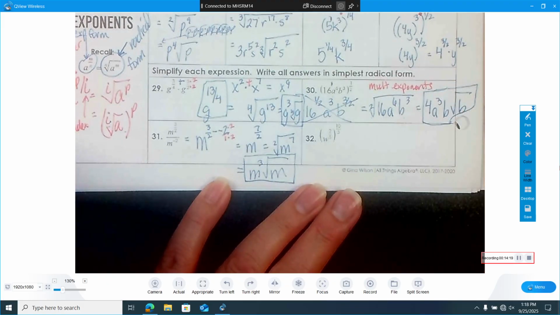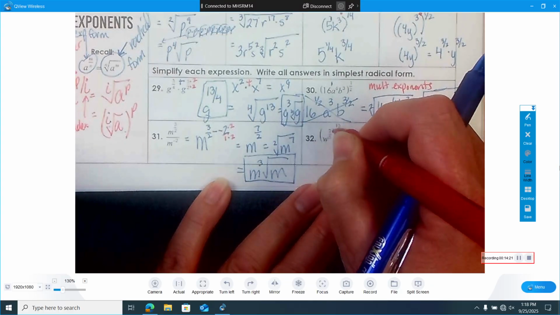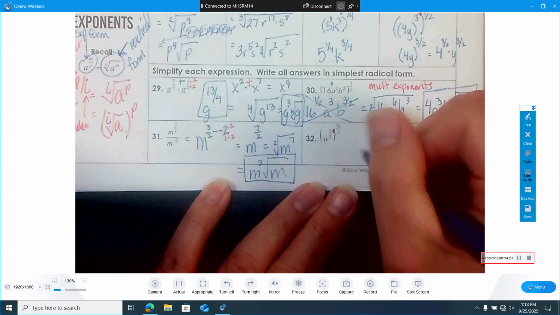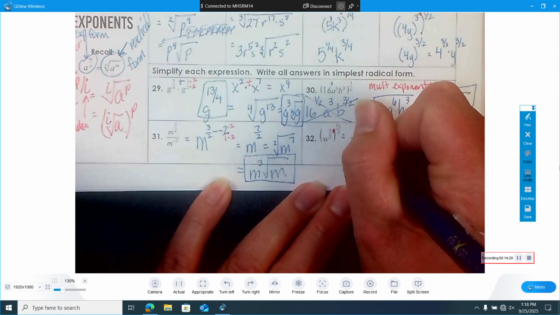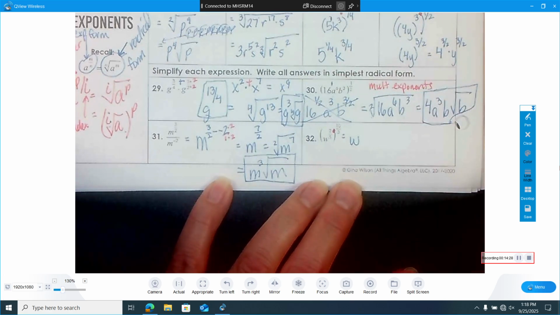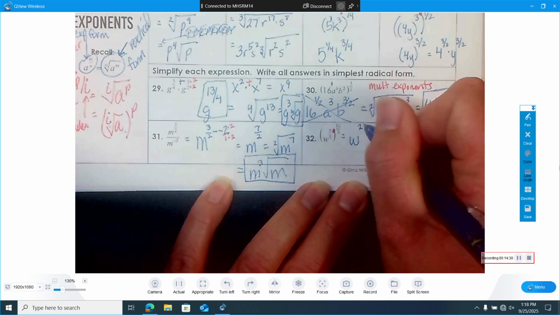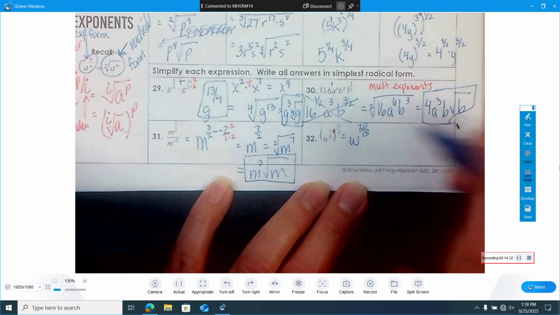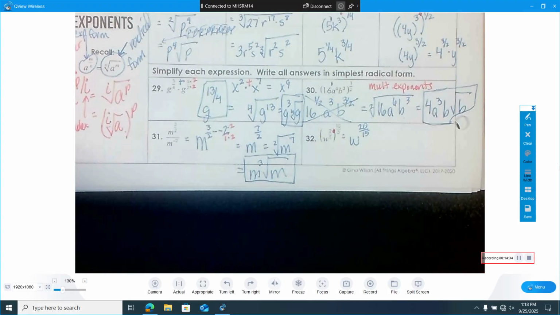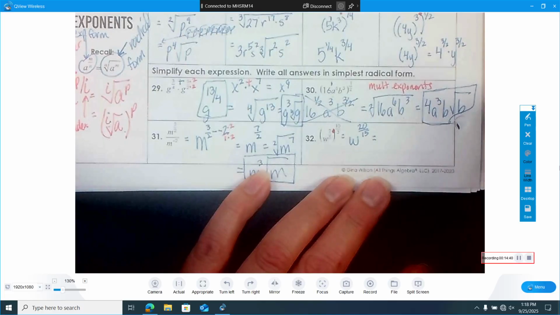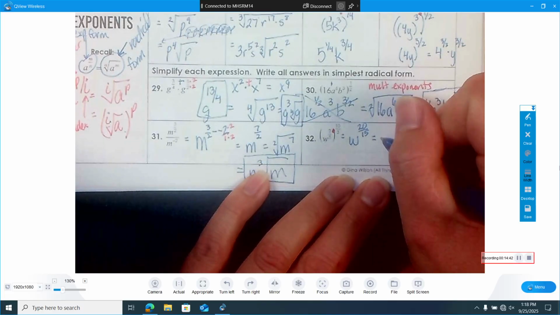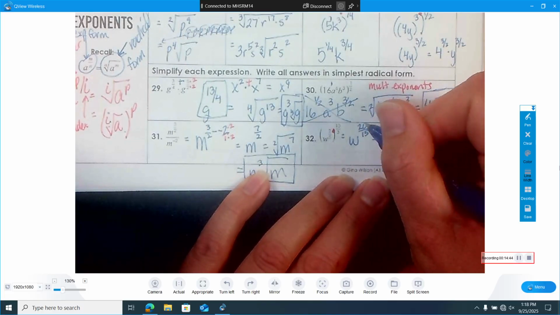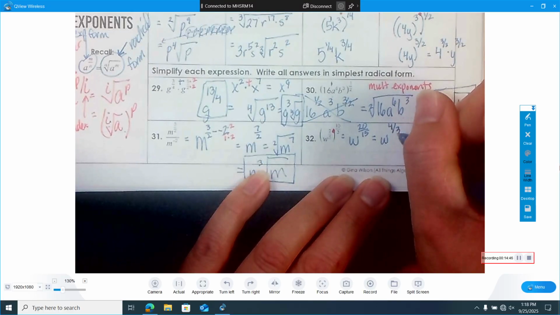All right. Here we have power raised to power. So we are going to multiply those powers together. Multiplying is easy. We get W to the 20 over 15 straight across. Can we reduce? Absolutely, you can reduce. They divide by 5. So we get W to the 4 over 3.